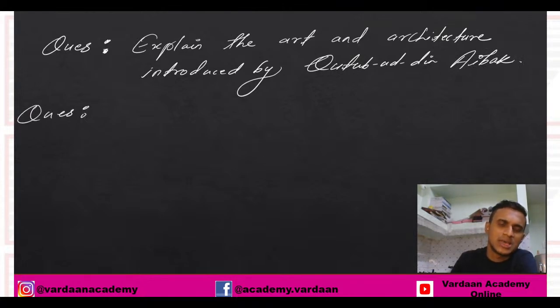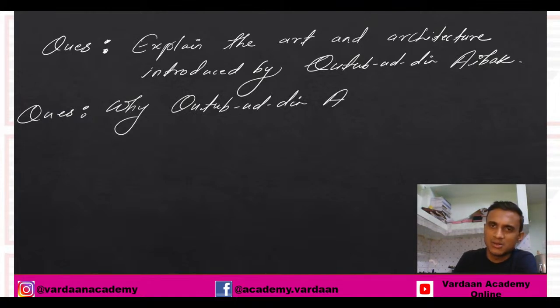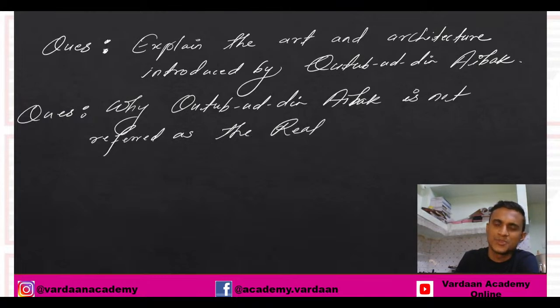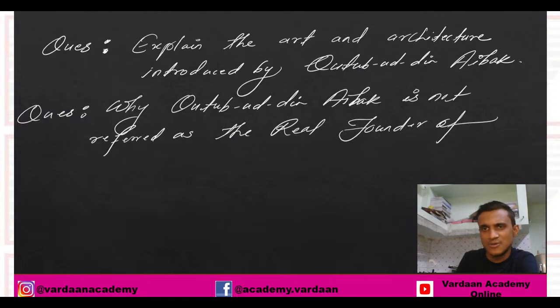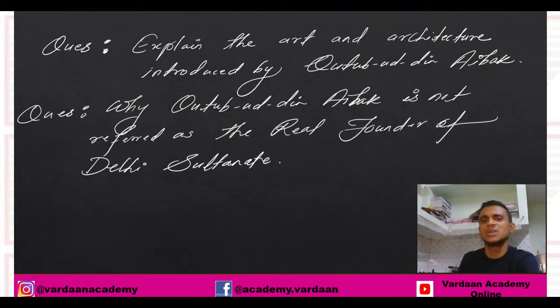Another question can be posed. Mostly from Qutub-Ud-Din-Aibak's tenure, you will see mostly one-liners or MCQ questions asked in one-day examinations. You don't see explanatory answers, but you can certainly be asked: why Qutub-Ud-Din-Aibak is not referred to as the real founder of Delhi Sultanate. This is a question that can be posed for you. Mostly these are the two questions.